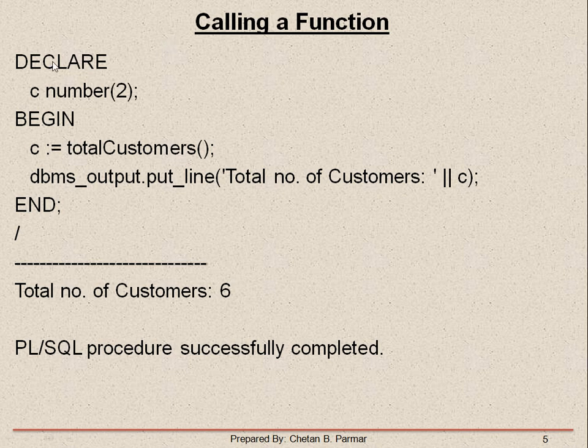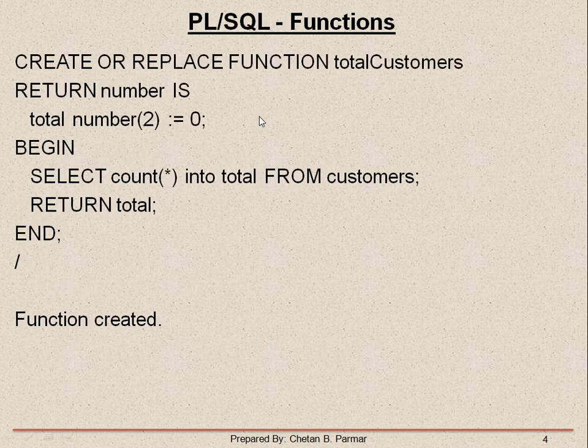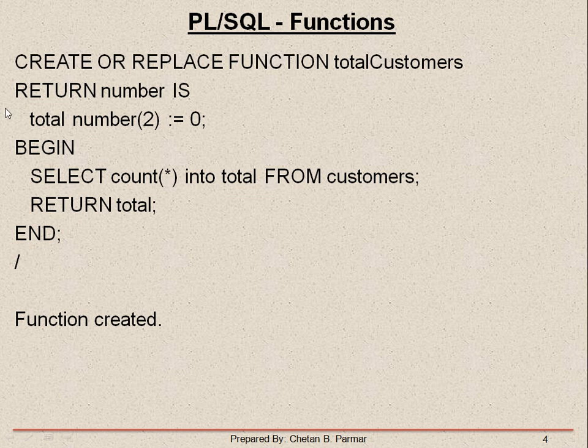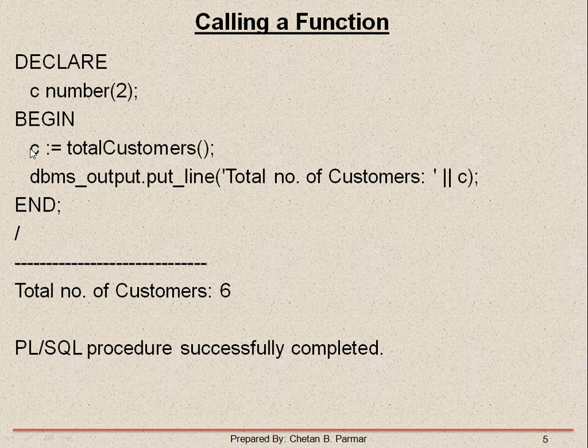First I am writing the declaration section, where I declare one variable, name is C, type is number and size is 2. Then the begin section, where this is my function name, total customer, which I already created and showed you in the last slide. Now this total customer will return one value, the total number of records available in customer. So this value will be stored into C.